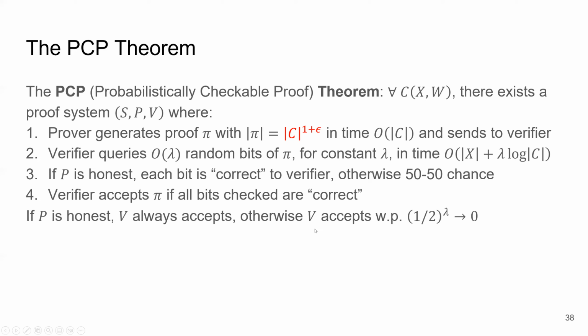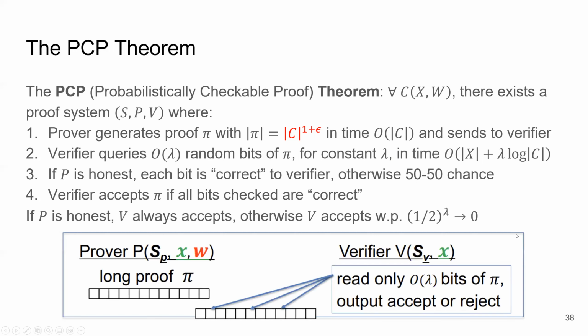Otherwise, the verifier will accept erroneously. So if the prover has been dishonest, the verifier might be tricked into accepting, but only with probability 1/2 raised to the lambda power. So that probability goes towards 0 if the constant lambda chosen is big enough. And a typical constant for lambda is like 8. So like 1/2 to the 8th power is pretty close to 0.